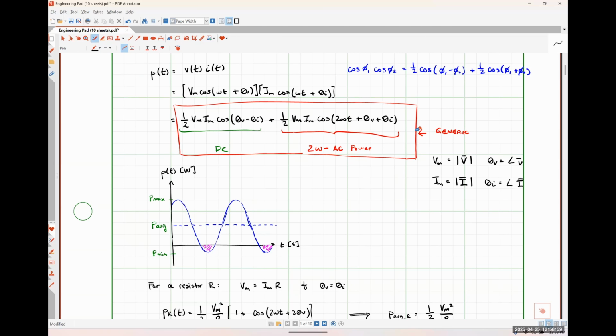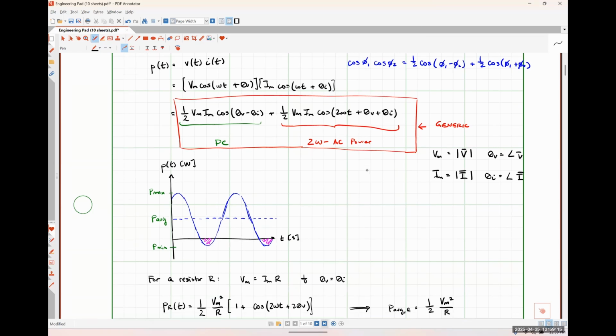All right, so before we move on from here and talk about maximum average power transfer, does anybody have any questions, comments, or concerns? Okay, like I said, this part should have been overwhelmingly reviewed.